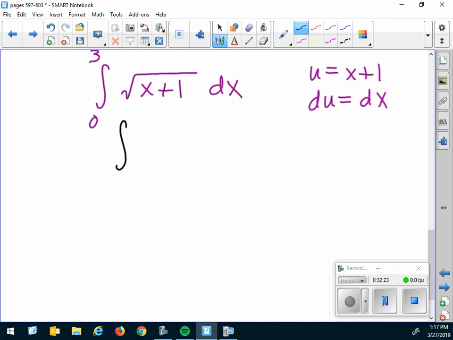So this is going to become the integral. Now I'm going to leave it blank for just a minute. Integral of what? Square root u du. You want to change it to u limits, or you want to leave x limits? Elisa, pick. X limits or u limits? U limits. All right, so we're going to do u limits, which means we're going to put numbers here.